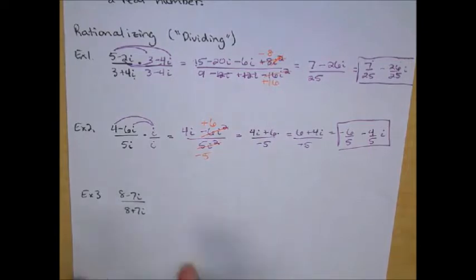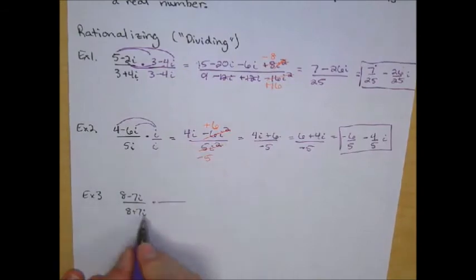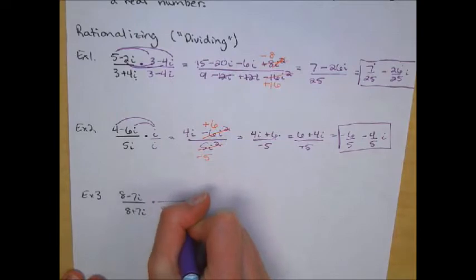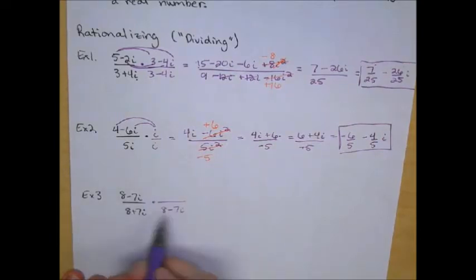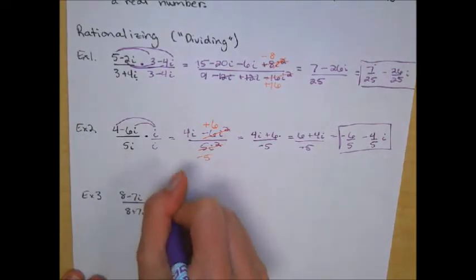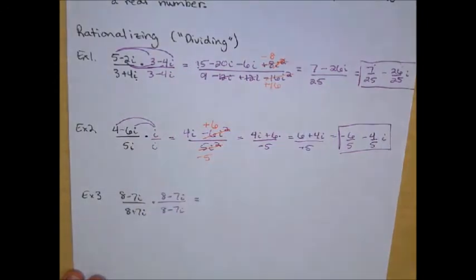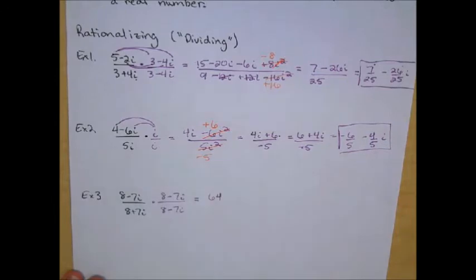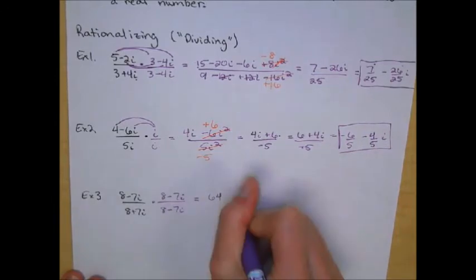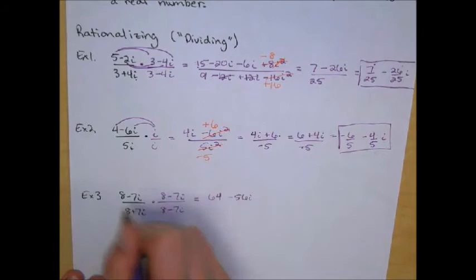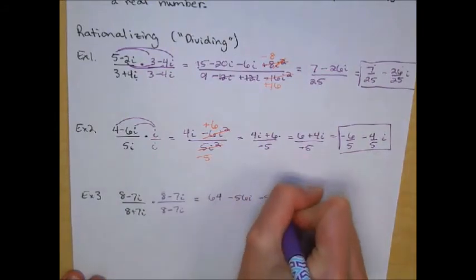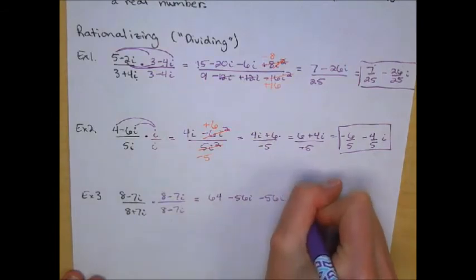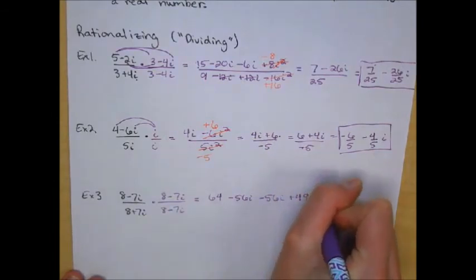Our conjugate that we're going to multiply, this is like number 1. I have an a plus bi. I have 8 minus 7i. Keep the a and b the same, change the sign. When I multiply the top, 64, -56i, -56i, +49i squared.